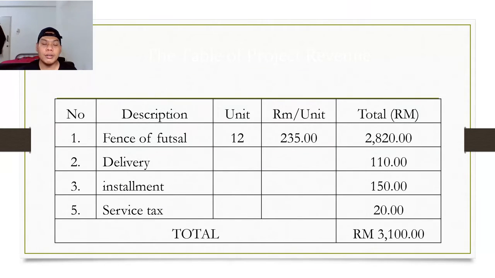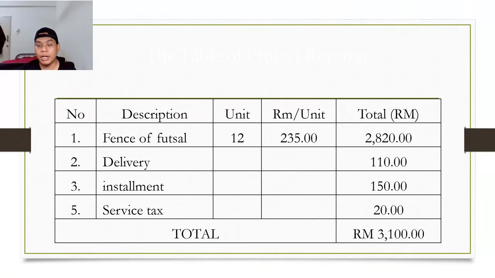Okay, now this is our total revenue of the fence of futsal project. The first one is fence of futsal. The client ordered 12 units, and the price per unit is RM235, and the total charge for 12 units is RM2,820.